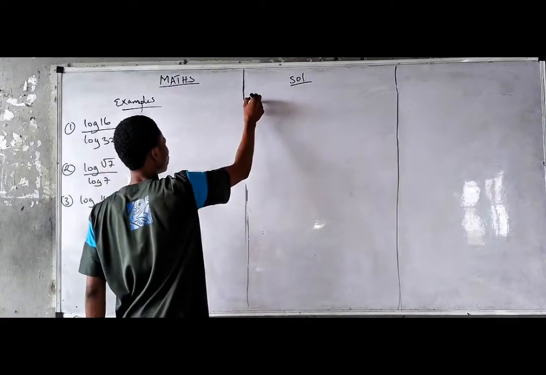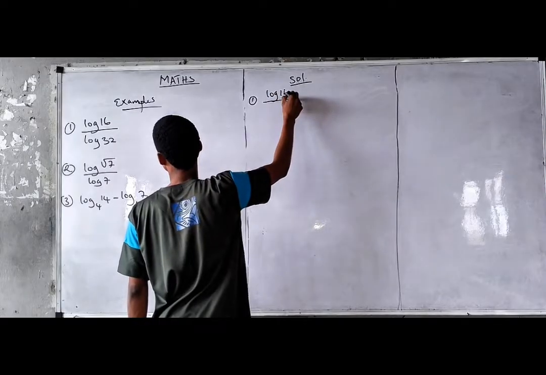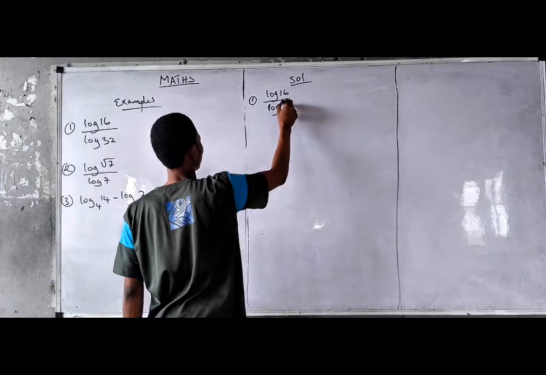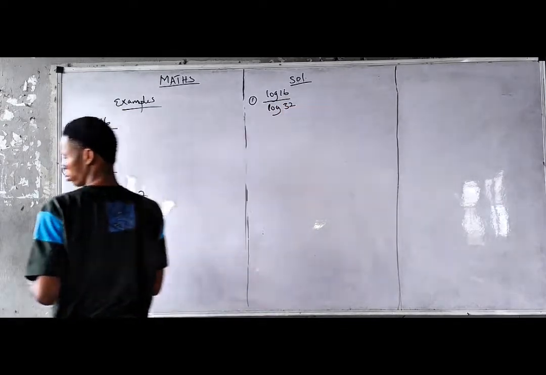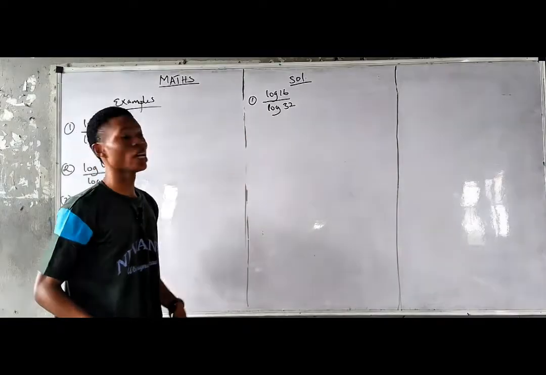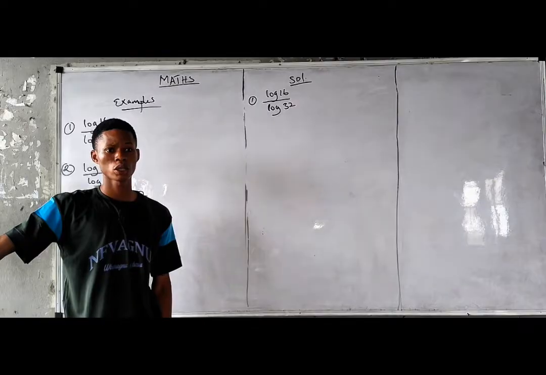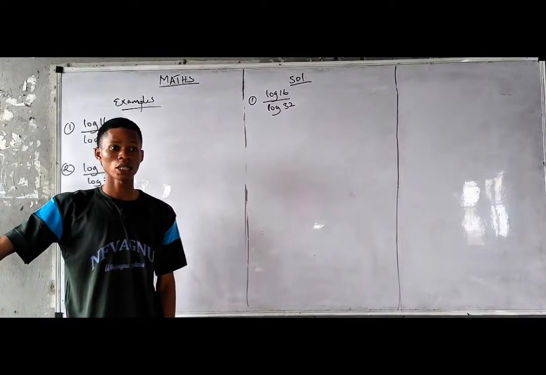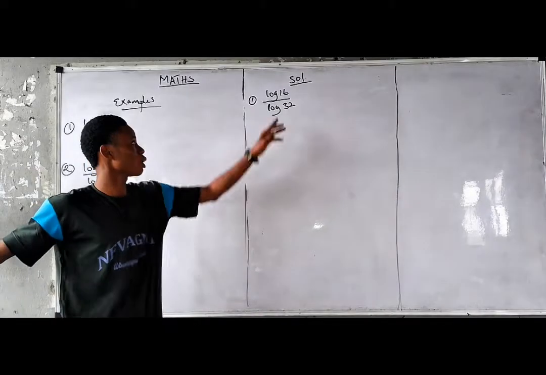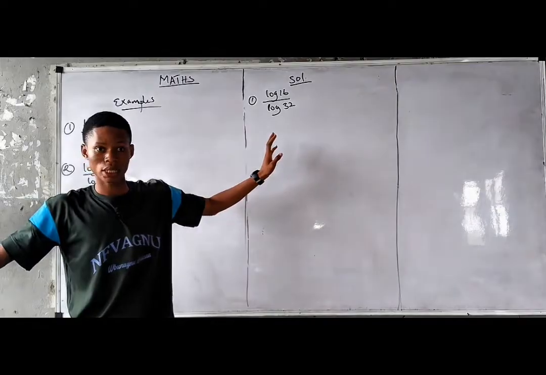The first one, log 16 over log 32. Okay, now look at this. Anytime the base is not given, you assume the base is what? 10. Base 10, right? Yes. That is how it's supposed to be. So anytime you're not given the base like this, just know it's in base 10. Do you get that?